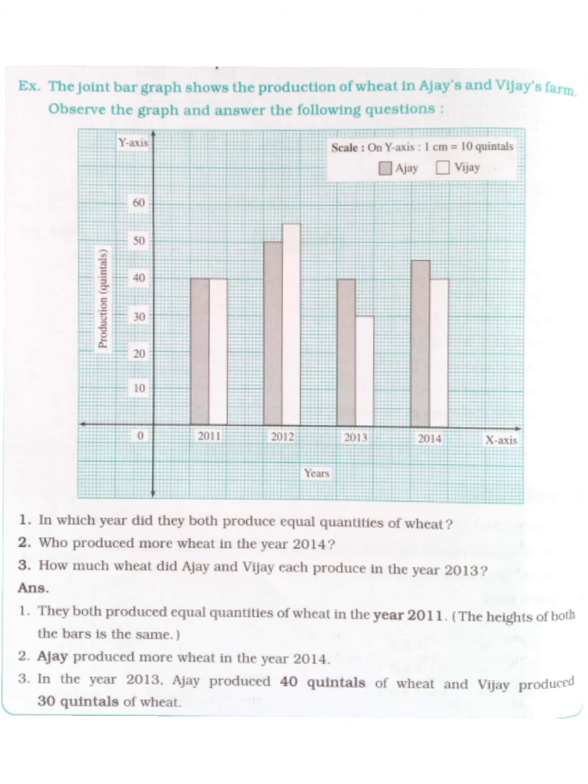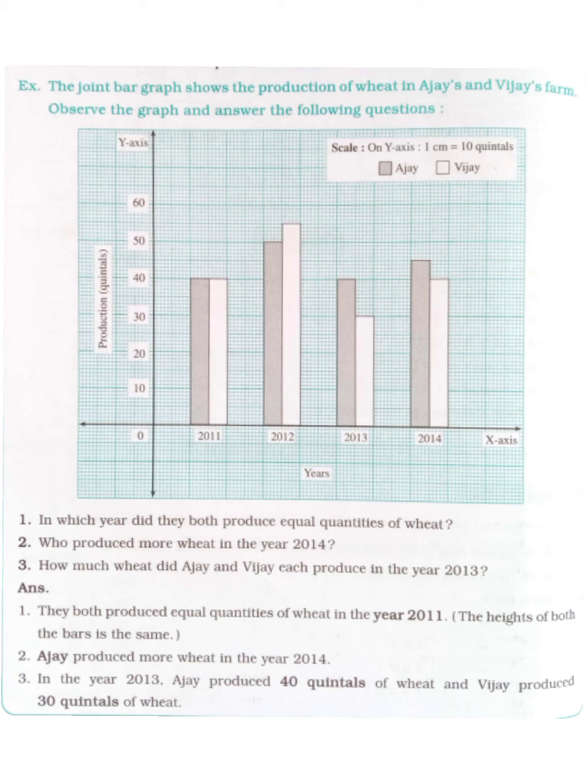Children, for better understanding, let us study first solved example related to joint bar graph. See, the question is here. The joint bar graph shows the production of wheat in Ajay's and Vijay's farm. Observe the graph and answer the following questions. Children, have a look at this graph. Scale is taken on y-axis. 1 centimeter is equals to 10 quintals. Ajay is shown in the column in grey color, whereas Vijay is in white color.